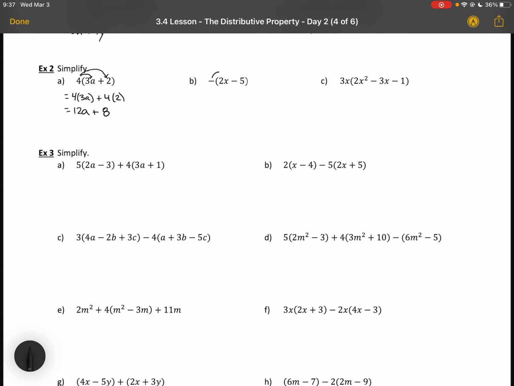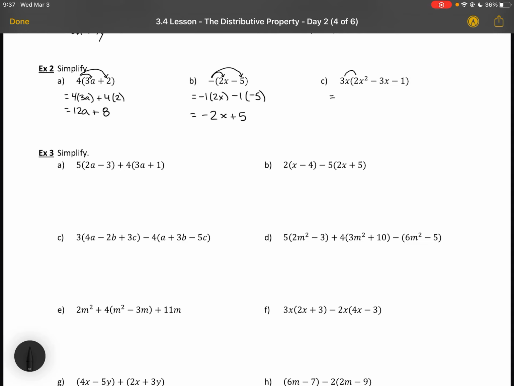In example B, I have a negative 1. That applies to both things inside the brackets. Negative 1 times 2x. Negative 1 times negative 5 simplifies to minus 2x plus 5.